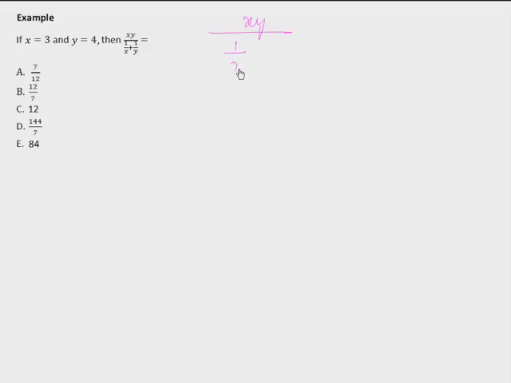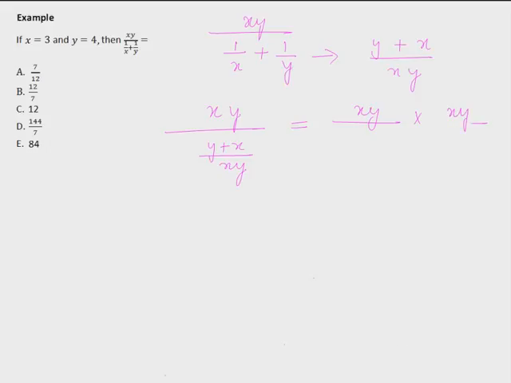xy over 1 by x plus 1 by y. I'm going to simplify the denominator. So what's the LCM? The LCM is xy and I get y plus x. So the entire expression becomes xy divided by y plus x over xy. When you divide by a fraction, it's the same as multiplying by the reciprocal. So this becomes xy times xy over y plus x, which is the same as x square y square over y plus x.